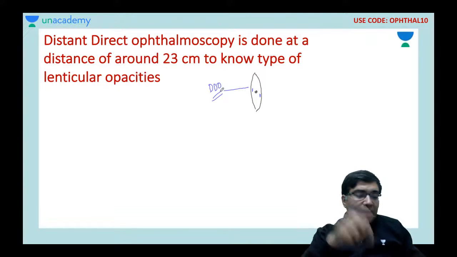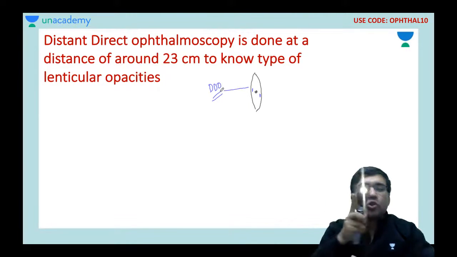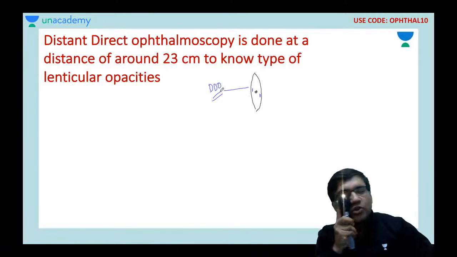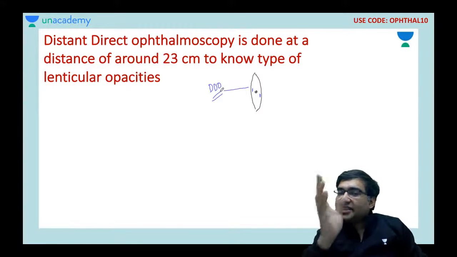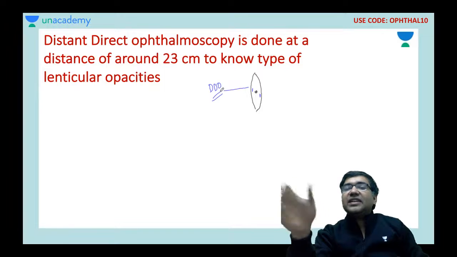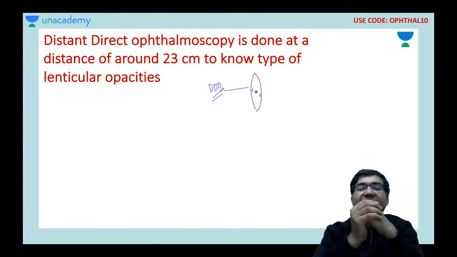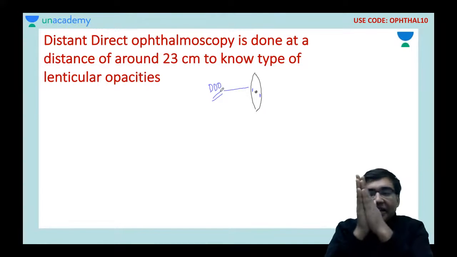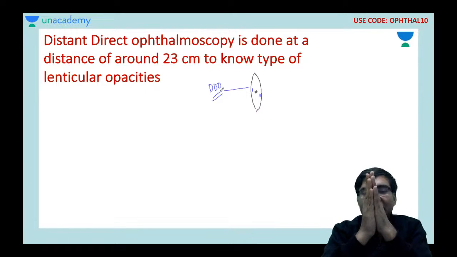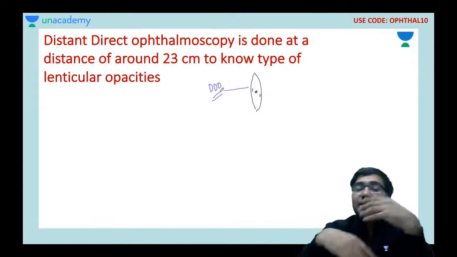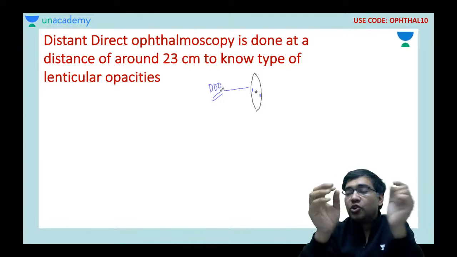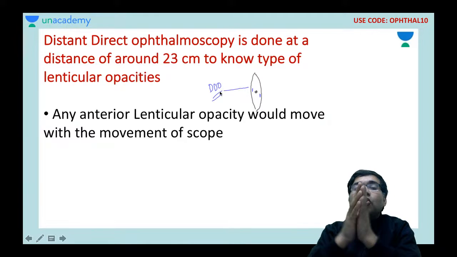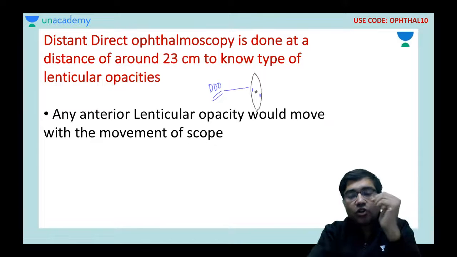So if I move my direct ophthalmoscope, see, I am moving right, I am moving left. If I move my ophthalmoscope right and left, and this opacity is also moving right and left, this basically tells that the patient is having an anterior opacity. But when I am moving the direct ophthalmoscope to the right, and the opacity is moving left, this means it is posterior to the nodal point. So this is a posterior subcapsular opacity. This is the basic advantage of using a distant direct ophthalmoscopy.